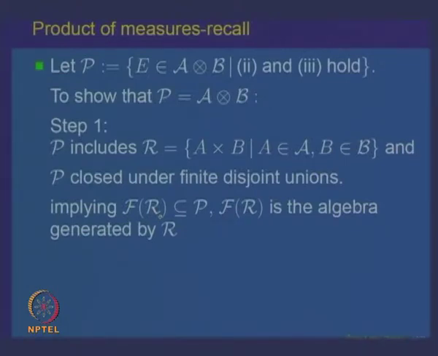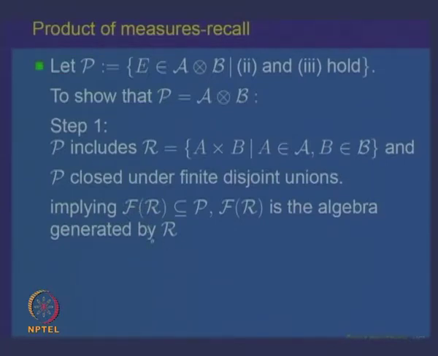So, we follow the monotone class result, namely if we are able to show that P is a monotone class and F r being inside it, the monotone class generated by F r will be inside P, and F r being an algebra, the monotone class generated by an algebra is the same as the sigma algebra generated by that class. So, we will get that the sigma algebra generated by rectangles will be inside P, and that is precisely what we want to show, because the sigma algebra generated by rectangles is the product sigma algebra A cross B.